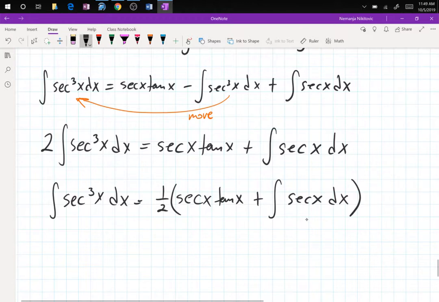And we have the answer for secant cubed. But then some of you might go and ask, hold on. There's the integral of secant right there. Right? Oh, well, that's the nightmare on its own. So let's go do that.